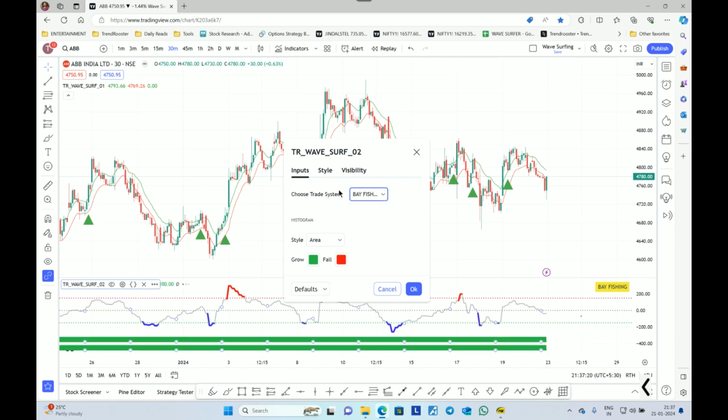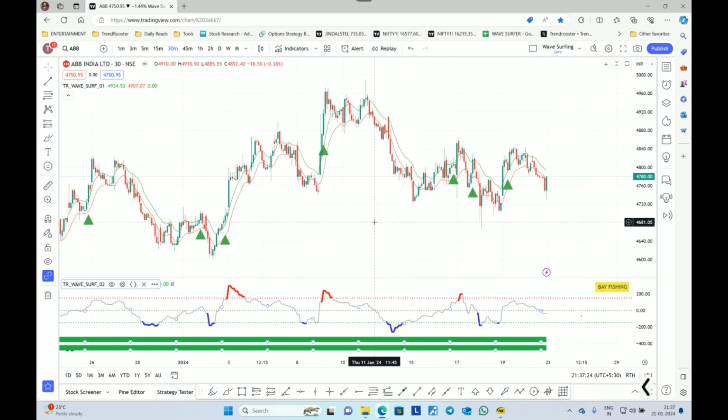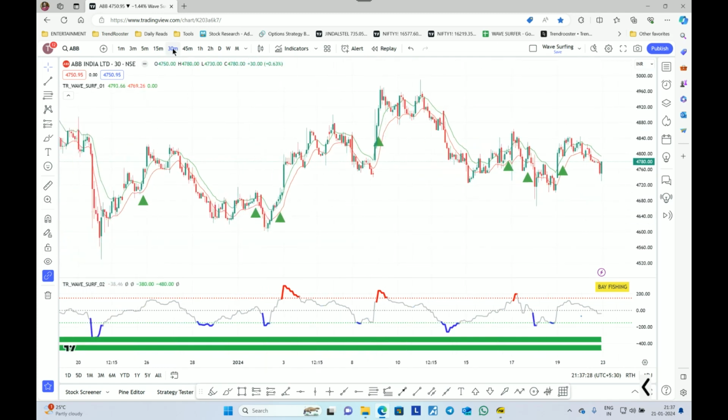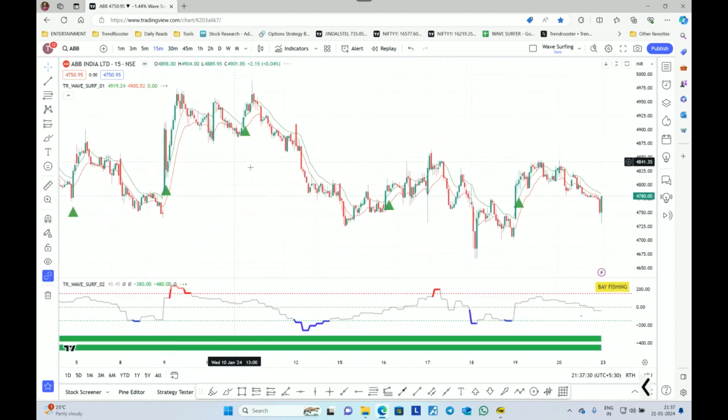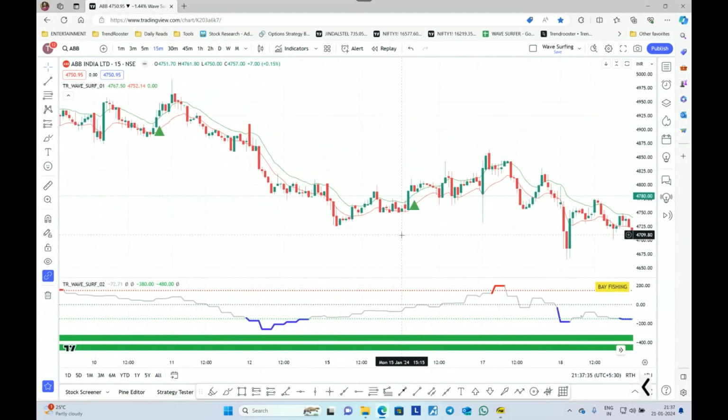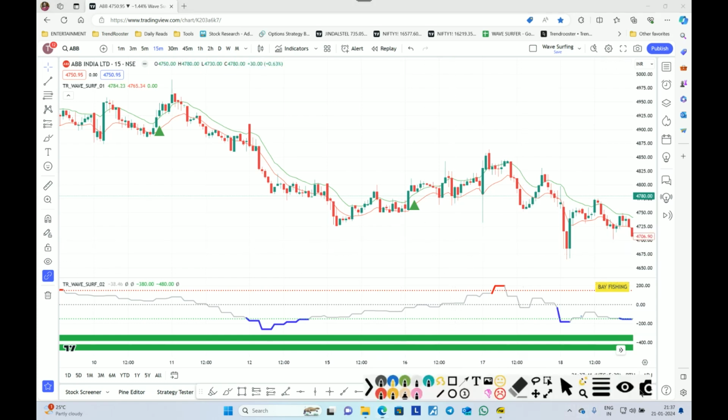This is our lower time frame indicator. Bay fishing is designed for 15 minutes, 10 minutes, and 5 minutes. Right now we are on 30 minutes, so let's go back to 15 minutes. What does our rule say? The A1 possible entry.